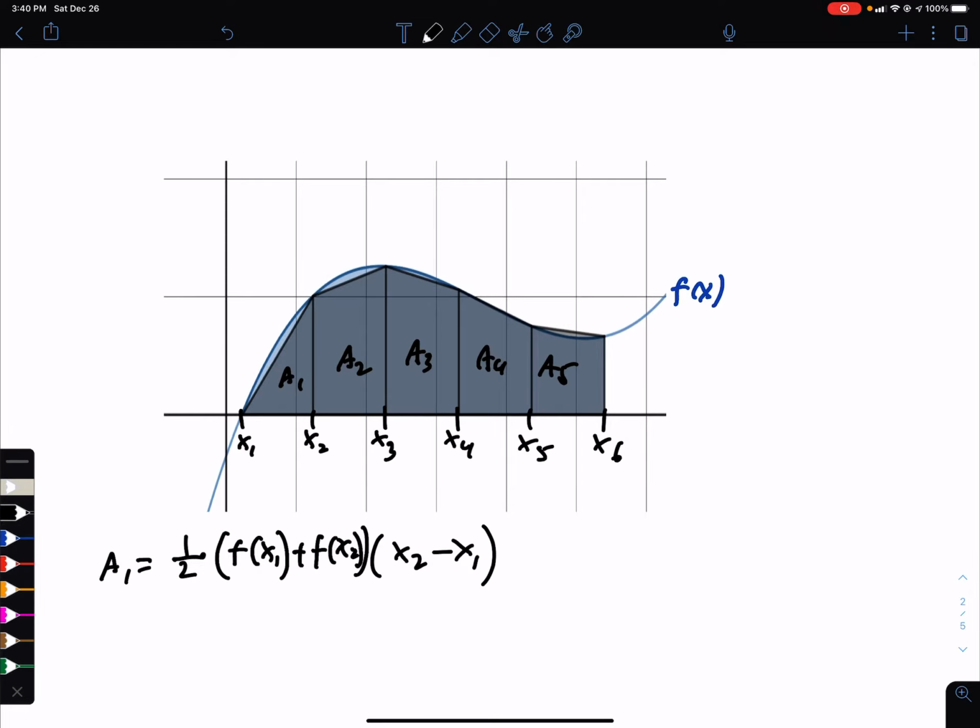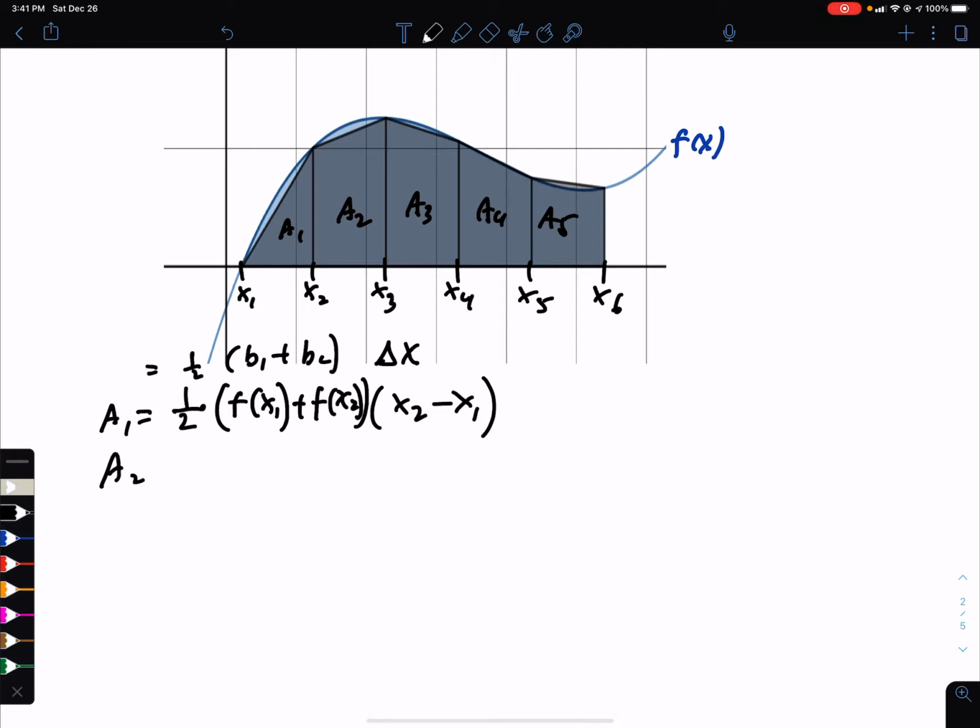Delta x is the distance from here to here again. What's B1 and B2? Well, it's the height here and the height here. What's the height, the y value at x1? It's f of x1. What's the y value here? That's going to be f of x2. So that's why we have that. We will continue down the path here.